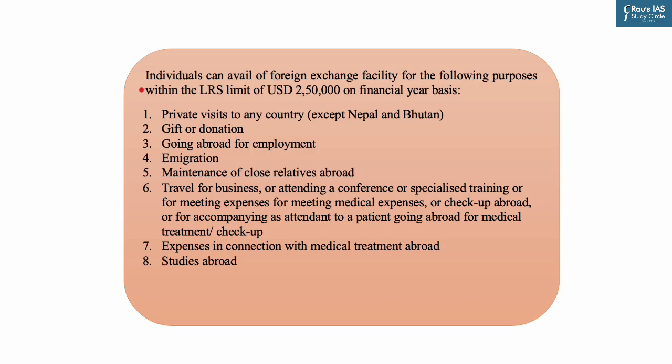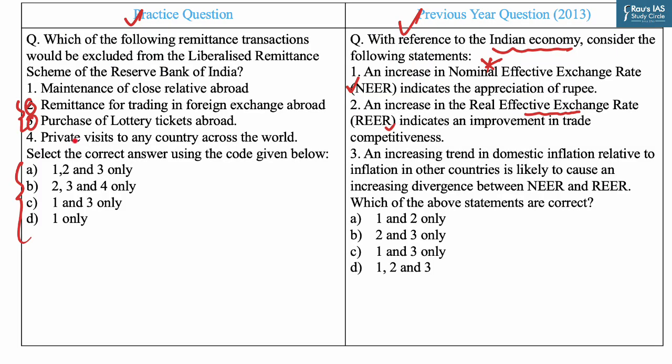Along with the list of excluded entities, RBI also provided a list of purposes for which an individual can avail of foreign exchange facility within the LRS limit of $2,50,000, and it includes maintenance of close relatives abroad. It also includes private visits to any country except Nepal and Bhutan. So as the fourth statement says that private visit to any country across the world is excluded, this statement is also incorrect because there are two exceptions, that is Nepal and Bhutan. So our answer would be B, that is 2, 3 and 4 only. Answer for this PYQ is C, that is 1 and 3 only.